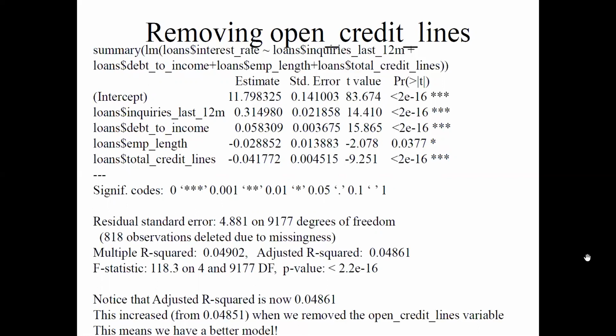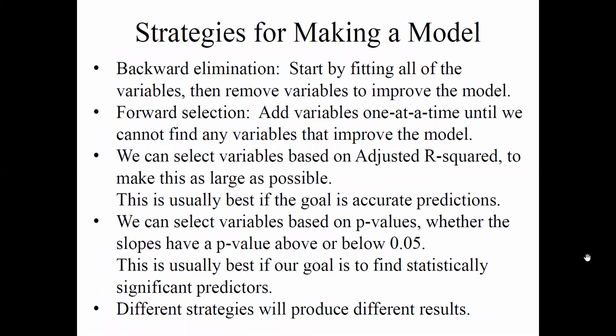And so based on this, we can say that, yeah, we have a better model. Those 4 variables do a better job at predicting what the interest rate is going to be than the 5 variables did. That's an interesting and useful thing. So our goal is to make a model, to take a whole bunch of potential X input variables and choose which ones we're going to use to predict that.